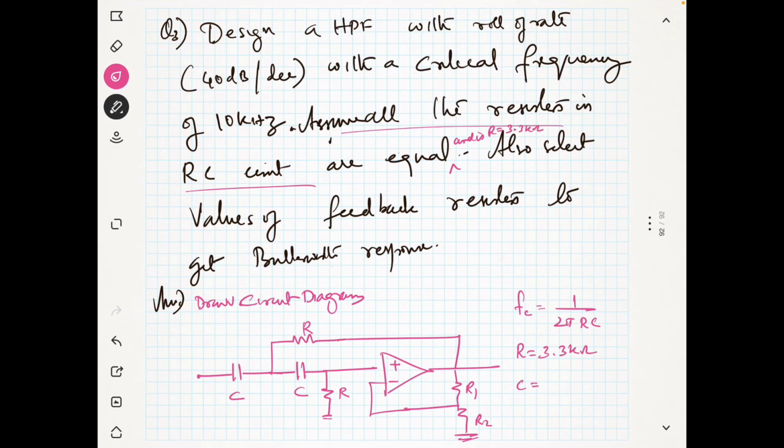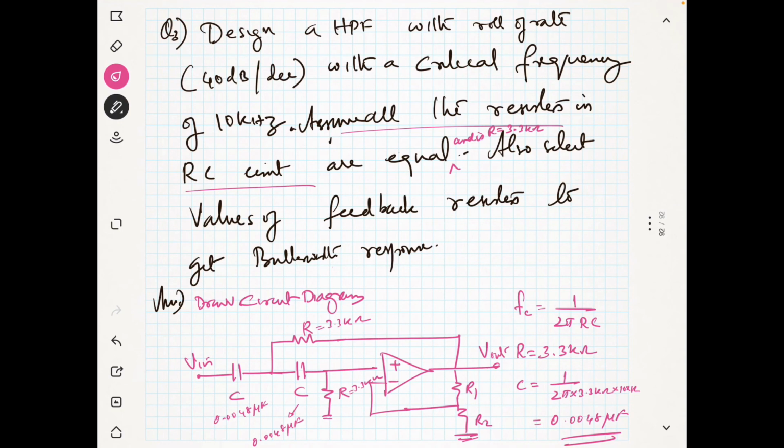So what is C? C is equal to 1 by 2 pi into 3.3 kilo ohm into Fc. Our Fc is 10 kilohertz. You can just find this, and you will get 0.0048 microfarad. So this is 3.3 kilo ohm, this is 3.3 kilo ohm, and this is 0.0048 microfarad, and this is also 0.0048 microfarad. So this is your V in and this is your V out.